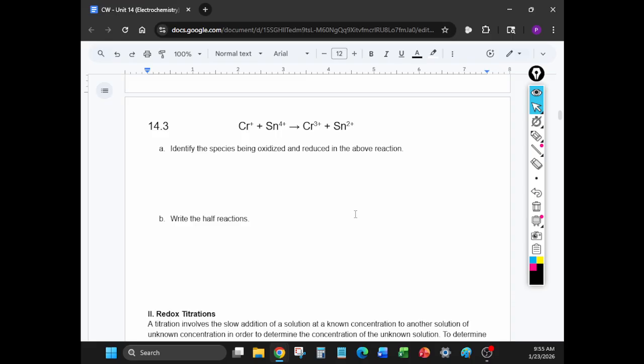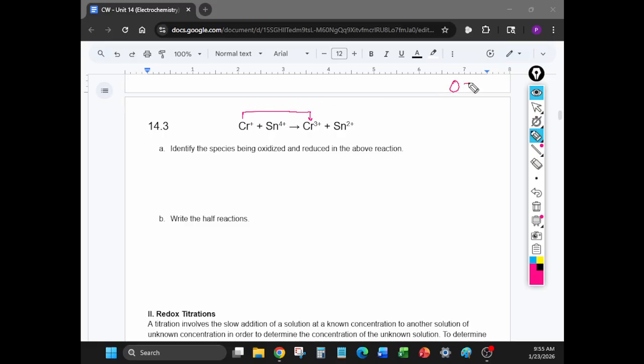All right, welcome back. Let's go over this. Now, this problem is pretty easy because it gives you the charges. There's no neutral thing, so we can just take a look at the charges for the oxidation numbers. This is +1, this is +4, +3, and +2. If we take a look at chromium, Cr, we can see it goes from +1 to +3. That means it becomes more positive.